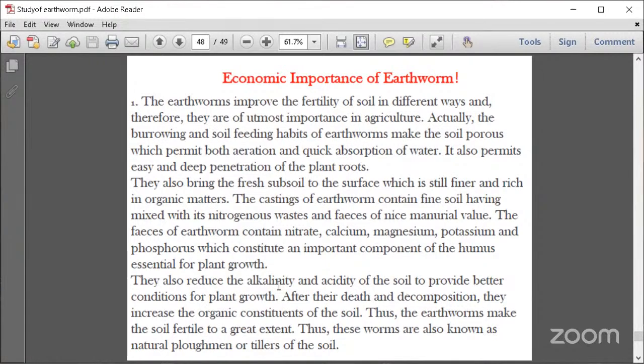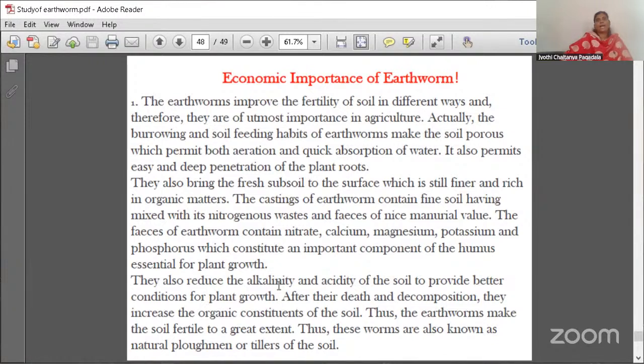They also reduce the alkalinity and acidity of the soil to provide better growth conditions for plant growth. And after their death and decomposition, they increase the organic constituents of the soil. Thus, the earthworms make the soil fertile to a greater extent. Thus, these worms are also known as natural ploughman and tillers of the soil. These are used as a bait and food.